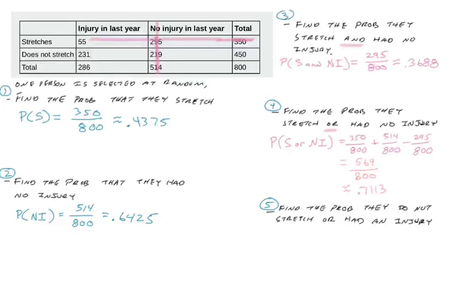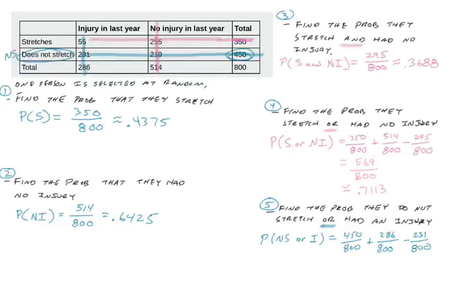And then let's try one more here. Let's find this probability of the OR case. So here in blue, that they did not stretch or had an injury here. Let me just write this out here. And again, a bit more intuitive without actually having to write out the formula. But we're saying those that did not stretch is going to be the 450 right here, because that's our did not stretch. That's our NS group, so no stretch there.